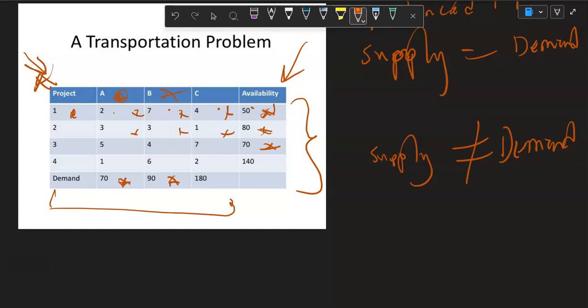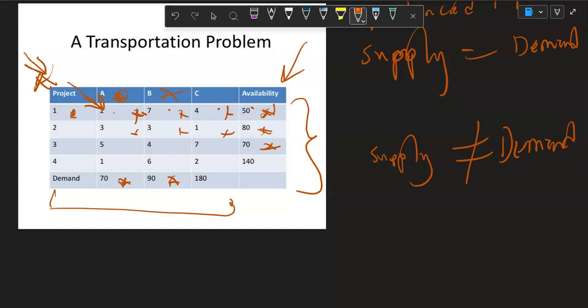So basically the first corner that you begin allocating is this particular corner, which is your northwest corner. If you are starting from this particular box here, you are looking at supplier 1 distributing to store A. What does supplier 1 have? 50 in factory. The factory has 50. But what does this guy need? The store A, he needs 70.